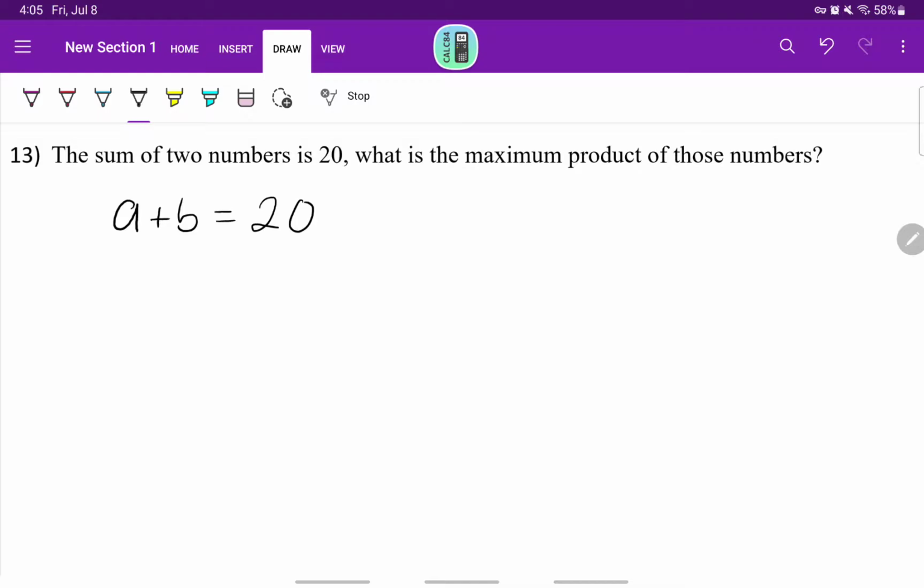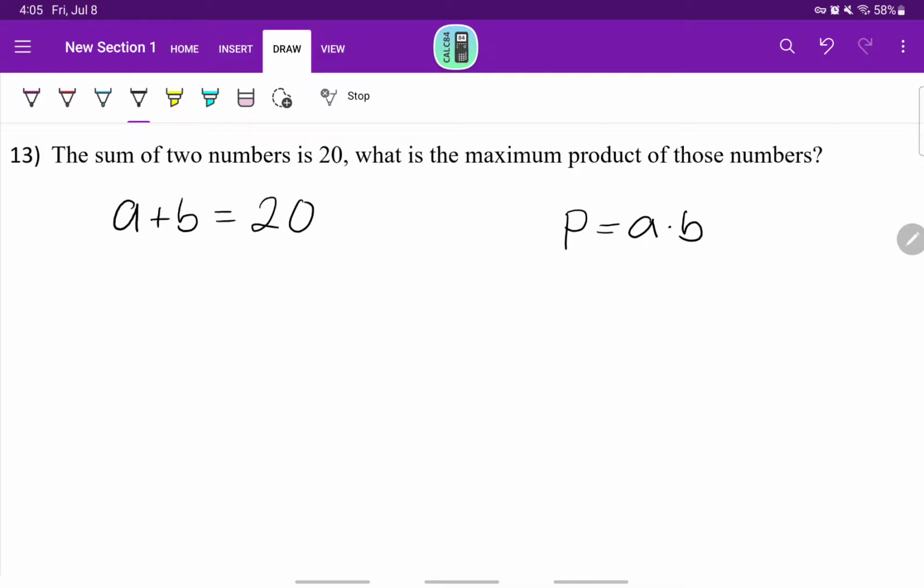That's the sum of two numbers. We don't know the numbers. It says, what is the maximum product of those numbers? Product means to multiply. So let's say P, which is the product, equals A times B. We have to find A. We have to find B. A and B is a critical number to the situation.